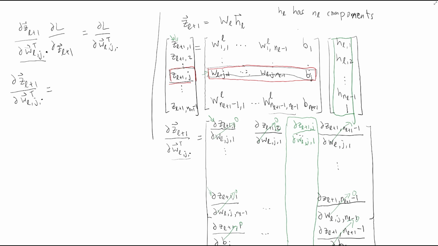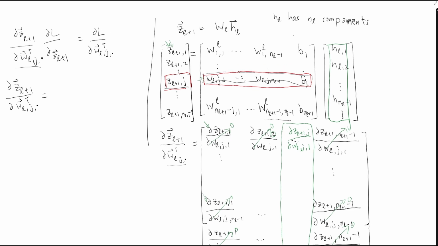So now the only thing we have to work out is, what is this column right here? Okay, it turns out that this column is just going to be HL. And that's because we have ZL plus 1. Maybe we can just work this out term by term. So you will see very soon.